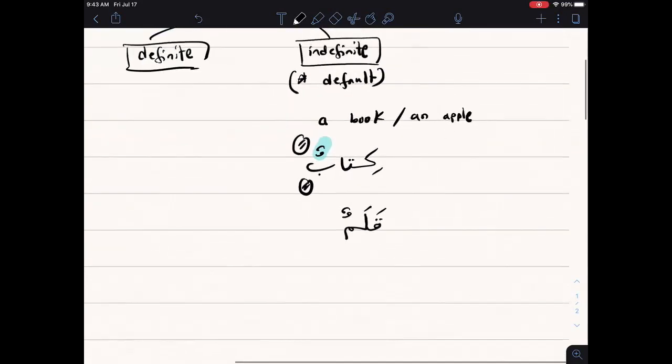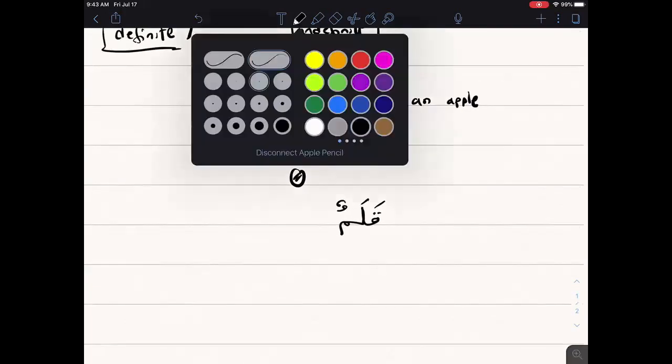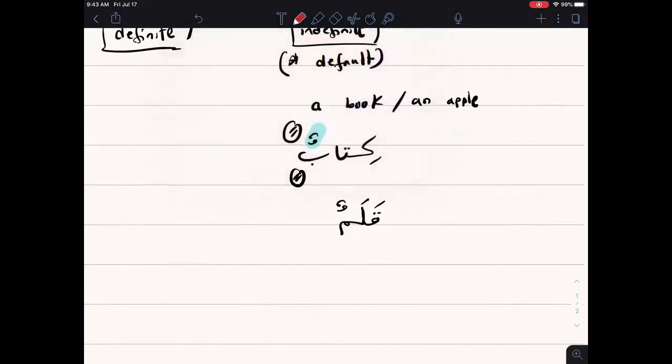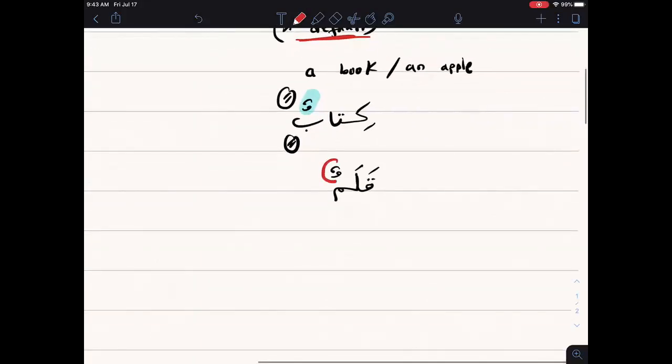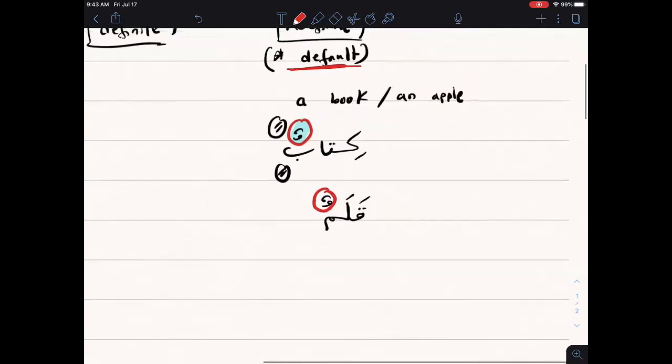So this much we understand. The main thing to understand from indefinite is that this is the default case. We assume everything is indefinite, and the concept of tanween. If you understand these two things, alhamdulillah, there's not much to talk about in indefinite, right? Everything is indefinite and it has a tanween.